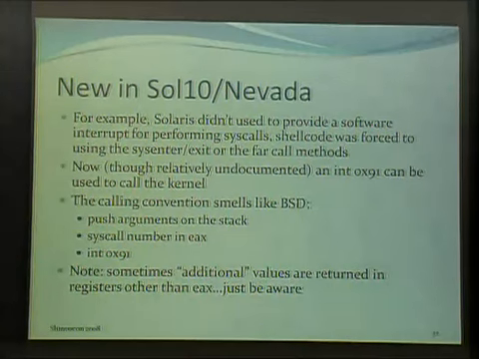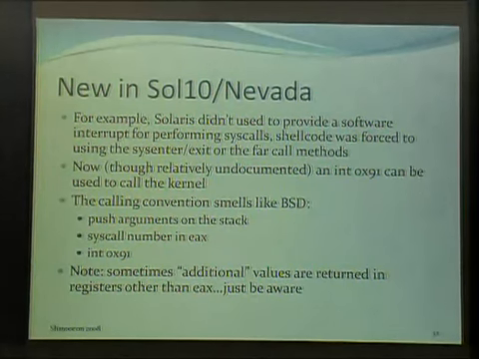So for example, Solaris didn't used to provide an interrupt for performing syscalls. So shellcode and everything else was formed to use sysenter, sysexit, or the farcall method. So you have to do one of these constructive methods. Now it's relatively undocumented, but there's an interrupt 91. So it's not int 80, but it's the same thing, right? It's just an interrupt that's a vector into the IDT. The calling convention smells a lot like BSD. So you push your arguments on a stack, you put your system call number in EAX, and then you raise your software interrupt. Note sometimes additional things come back in something other than EAX. So if you're looking for register state to be preserved across a system call, that might not actually happen. So you just have to be cognizant of that in your testing.